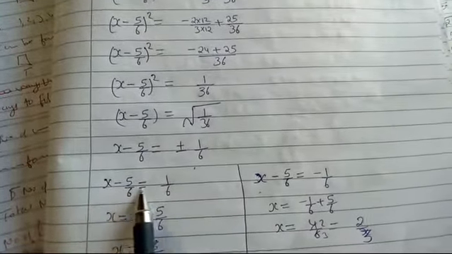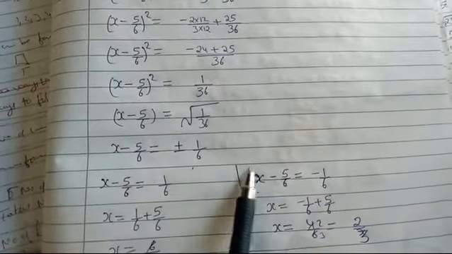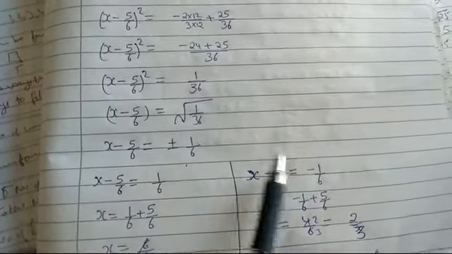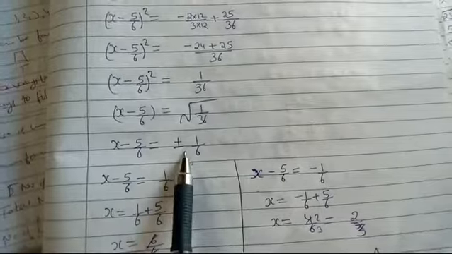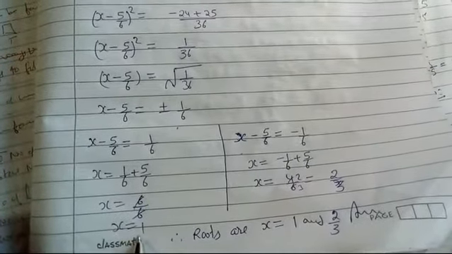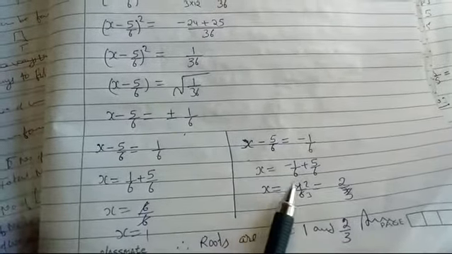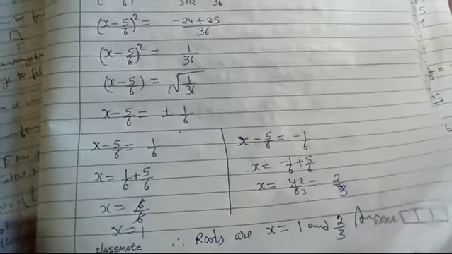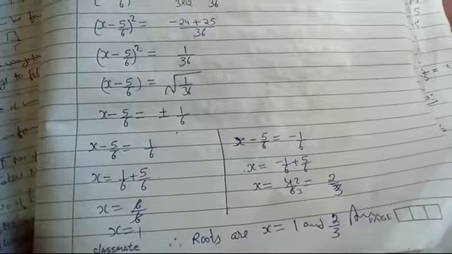One is x - 5/6 = 1/6, and the other is x - 5/6 = -1/6, because of plus and minus. Then by simplifying, we got the value of x equal to 1 in this case, and in the other case we got 2/3. So the roots are 1 and 2/3.